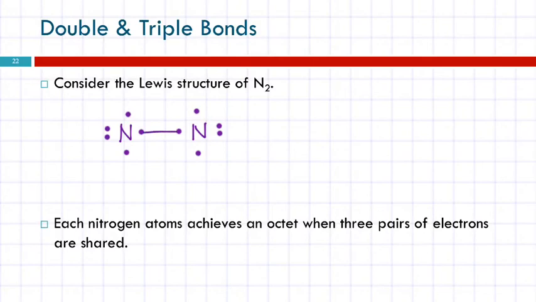So take this unpaired one and share with that unpaired. And let's share these and share those. So this nitrogen counts its lone pair here, 2, 4, 6, 8. This nitrogen, 2, 4, 6, 8. They have to share 3 pairs of electrons in order to get an octet. And so we would normally draw that as 3 lines, and then the lone pairs. So that's a Lewis structure for a nitrogen molecule. It's a triple bond.